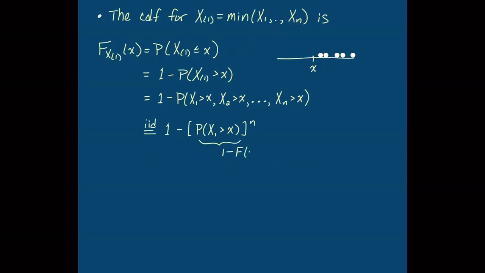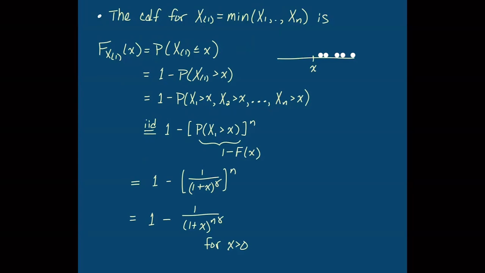This quantity in here is 1 minus the original CDF that we found at the beginning of this solution. Plugging that in, we get this expression. Here we are raising something to a power and then to another power, and that means we get to multiply the exponents. So we get this expression for our CDF for the minimum of n IID Pareto random variables.